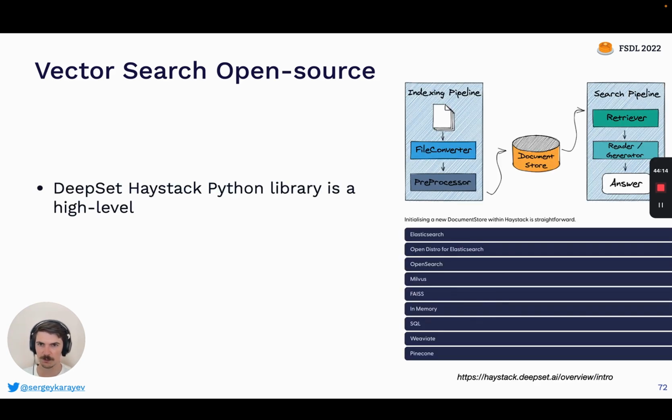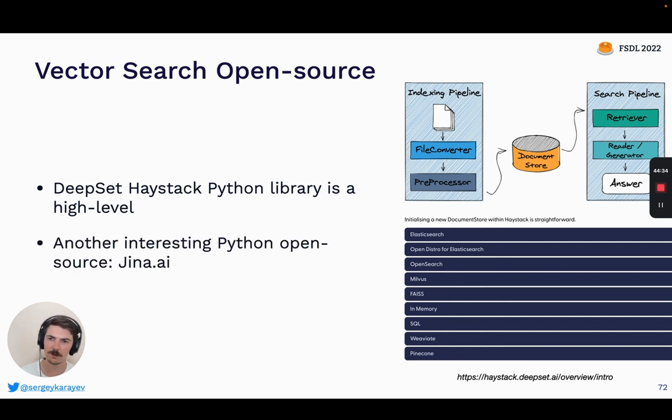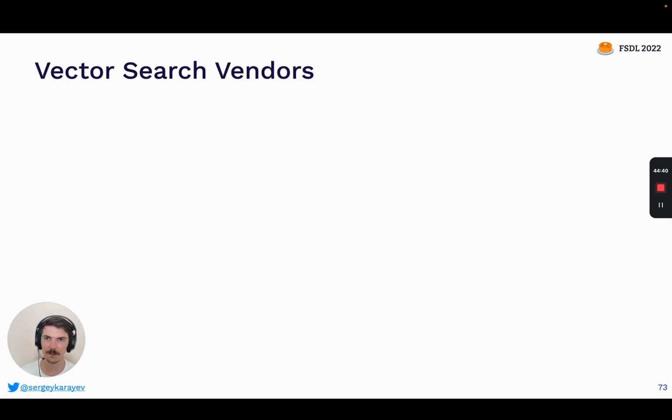There's open source solutions. I like this Haystack library from deepset, which interfaces with a lot of open source solutions like Faiss as the backend. And then basically it's a framework for processing documents, having a retriever, having an aggregator. And then another interesting open source project is Jina.ai. Check it out. They're doing a lot of stuff with vector search as well.